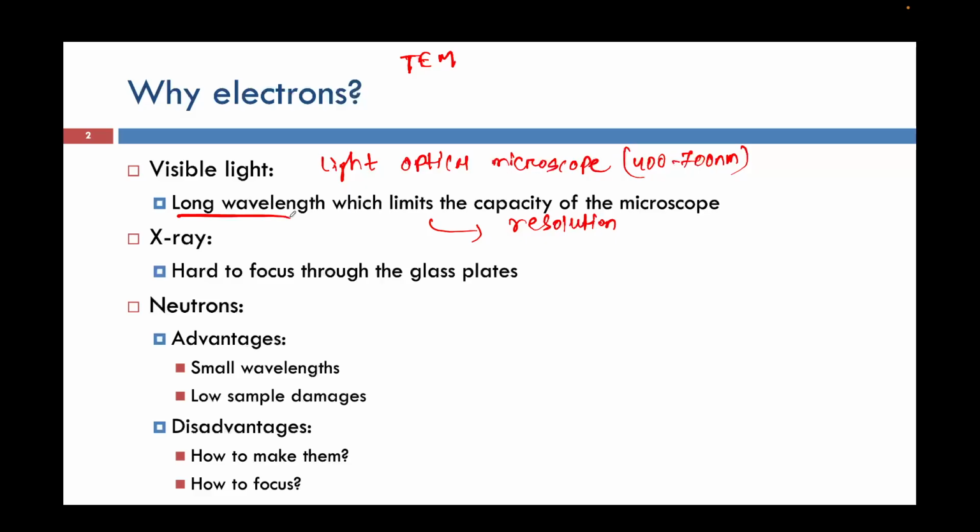What is the other type of radiation I talked about? One of them is X-ray, a high energetic electromagnetic radiation with a wavelength of 10 to the power minus 9 meter to 10 to the power minus 11 meter. X-ray is extremely good for analyzing our samples, identifying the phases present, and analyzing the texture in our sample. But the problem with X-rays is that they are very hard to focus through glass plates, or any thick sample.